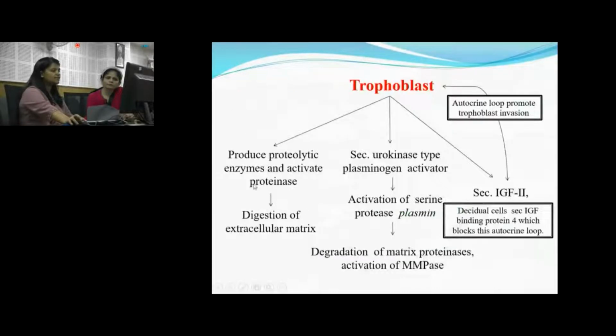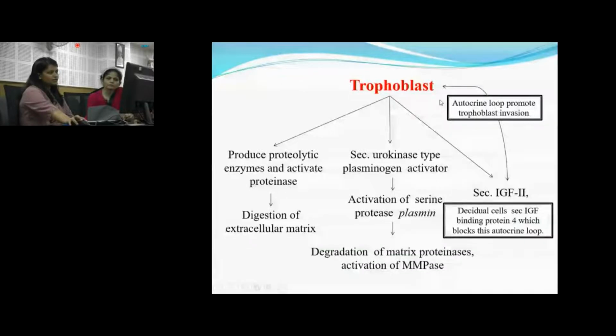There are certain proteolytic enzymes secreted by the trophoblast, which activate the proteinase and lead to digestion of the extracellular matrix. There are also urokinase type plasminogen activators, which lead to the degradation of matrix proteinases and activation of MMPs. Then there is also IGF-2. Now decidual cells secrete IGF binding protein 4, which will block this autocrine loop. So in certain places where invasion is not to happen, decidual cells express these proteins which prevent this autocrine loop, and further invasion does not happen.